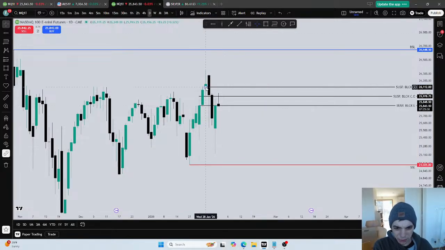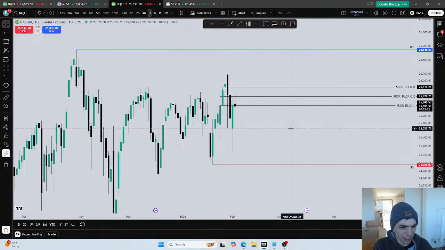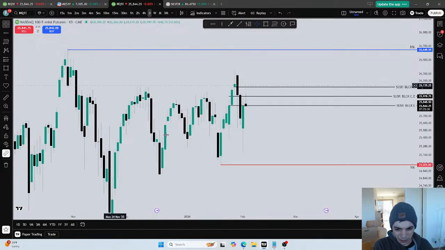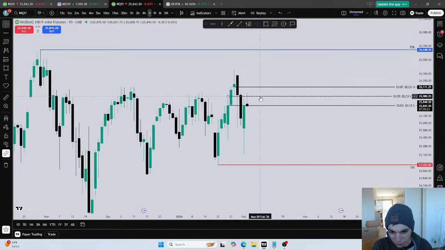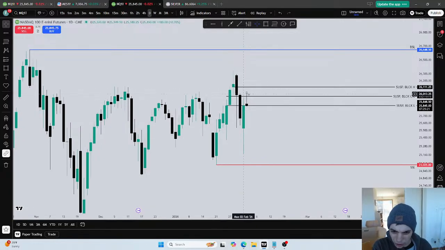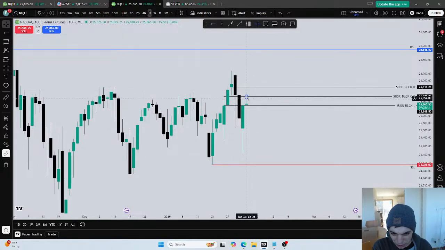We've got this suspension block here. So three PD arrays today that we're focused on: buy side, sell side, suspension block. My ideal for NQ is if we can trade above consequent encroachment, then I'm going to anticipate us reaching up for this high. But if we can continue rejecting this level, then I'm going to be looking down at these lows here.